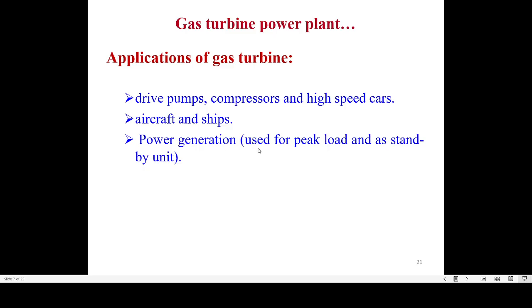The features of the gas turbine power plant make them a suitable candidate for peak load requirements. Additionally, they are also suitable as a standby unit. So these are some of the wide areas of application for gas turbines.